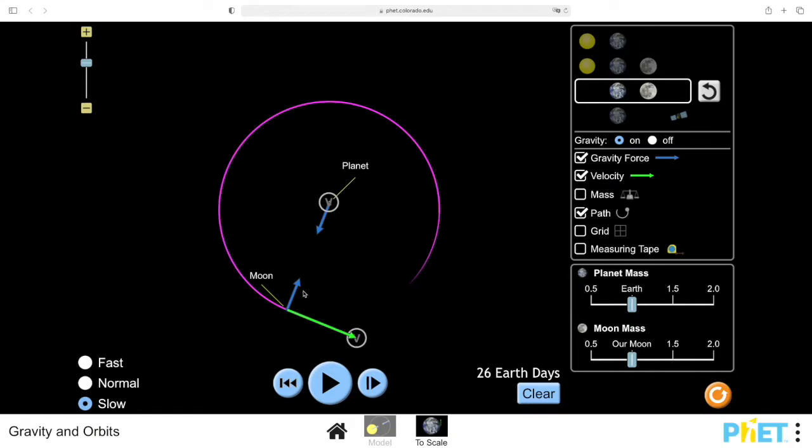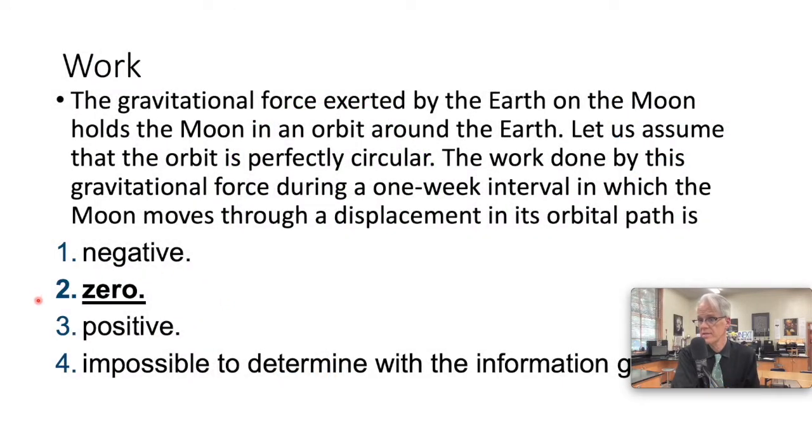So the force of gravity is doing no work on the moon. It is making it accelerate, yes, and making it go in a circular path, but by our definition, it is not doing any work. So the answer is 0. 0 work is being done. Seems kind of weird that we have force going on here and it's doing no work, but if there's no component parallel to the displacement, then 0 work will be done.